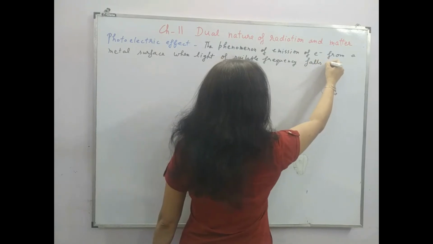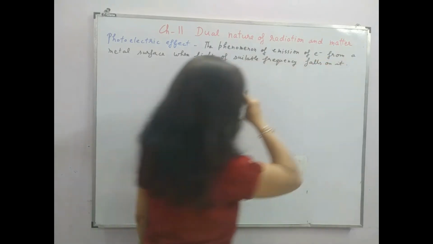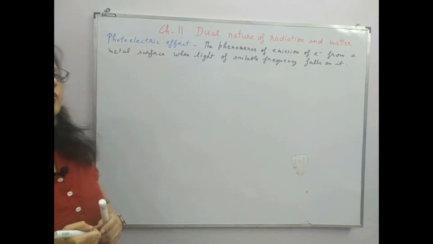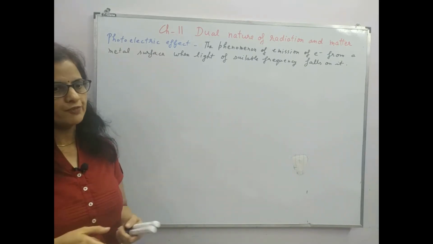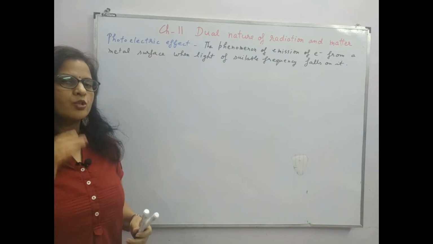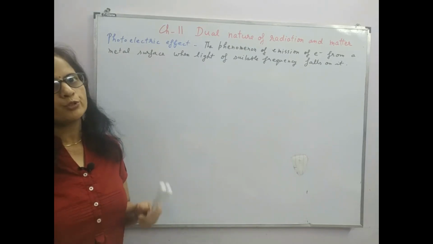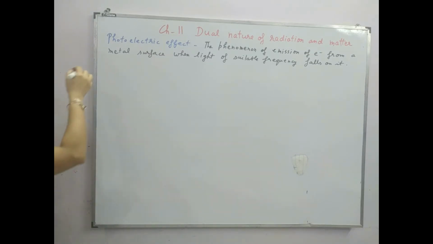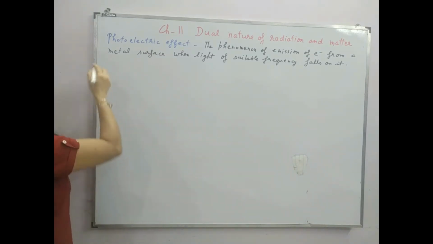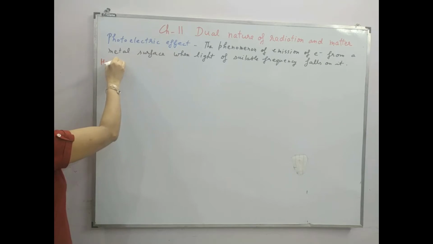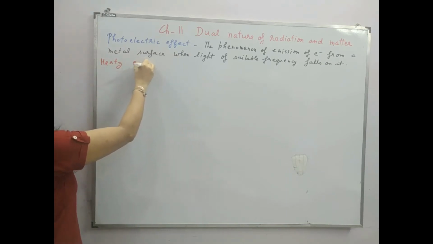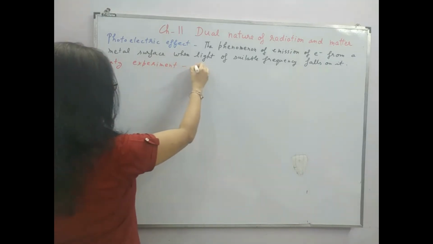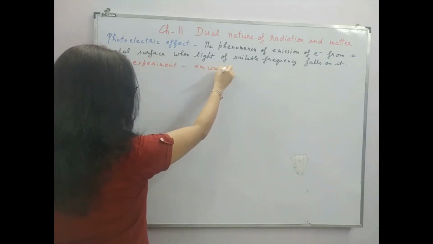Now, Hertz was a scientist who was performing an experiment for the production of EM waves. He was the first to observe the photoelectric effect in his experiment. So, let's draw a rough diagram for the Hertz experiment. We don't have to go into detail.